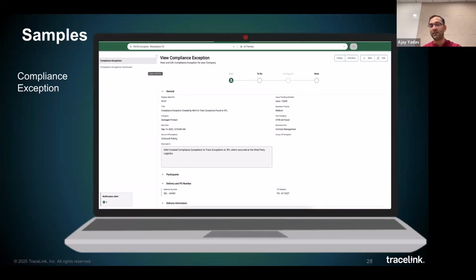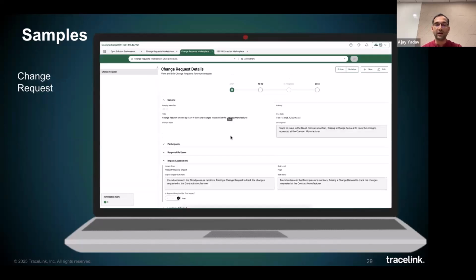Now look at a few sample process objects that we built on top of those bases. For example, in compliance exception, you will see category, source of exception, description, issue tracking number, business priority, the subcategory, and then the delivery and the PO number. You will see the delivery information. These were not part of the base object that we just saw, the work item, right? But here you are seeing them. Why? Because this is the true power of Poet, where you can model and create whatever object structure you think is helpful and you need, and then you can build a customized UI on top of it. And this is the workflow, which can further be customized to your need based on the nature of the business process we are digitizing.